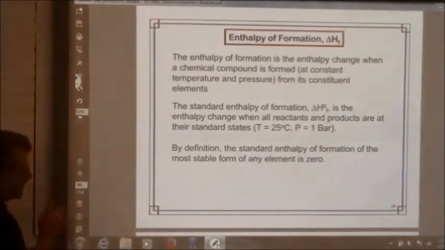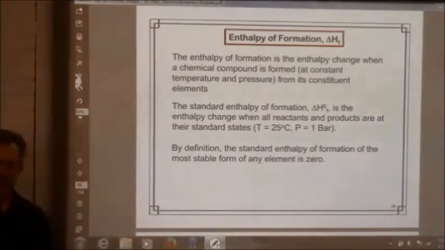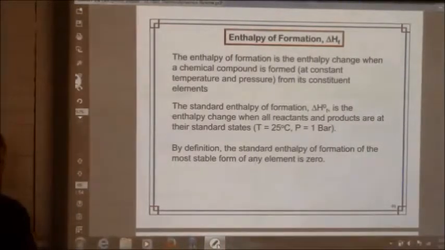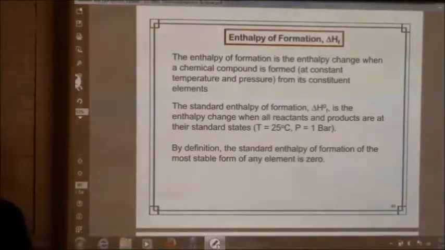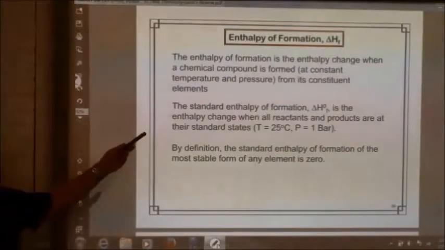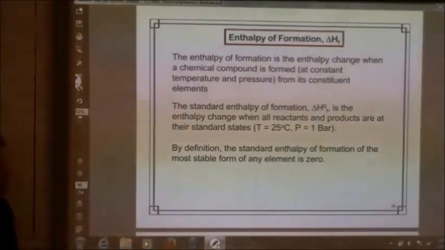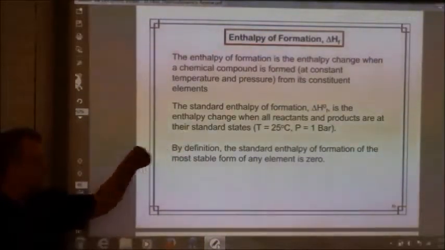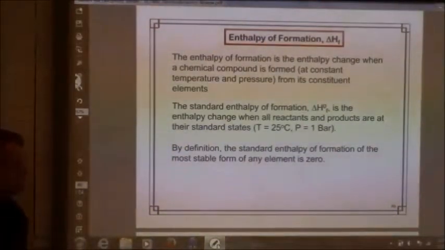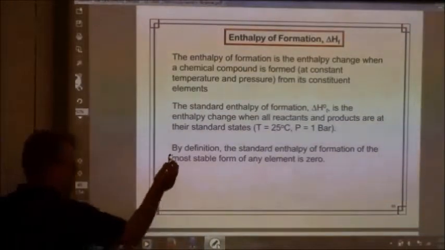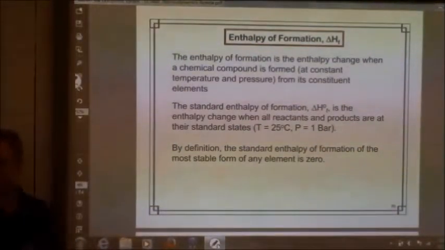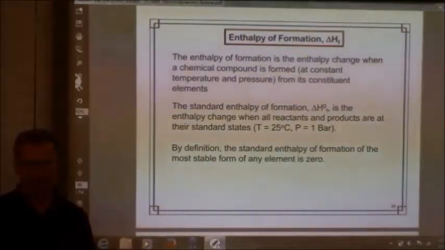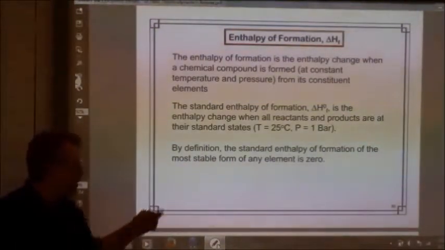Okay, so the enthalpy of formation is what we need to actually calculate this, because each type of bond has a certain enthalpy of formation. The standard enthalpy of formation is the enthalpy change when all reactants and products are at their standard states of 25 degrees C and 1 bar. And by definition, the standard enthalpy of formation of the most stable form of any element is 0. So since we're always talking about the change in enthalpy, we can just set the ground state as follows.